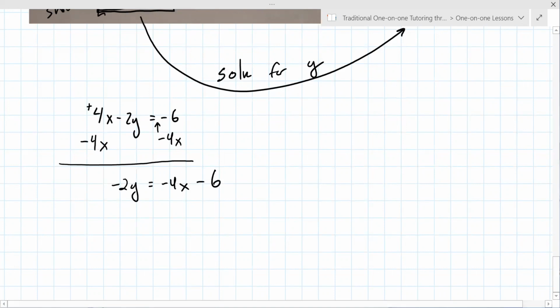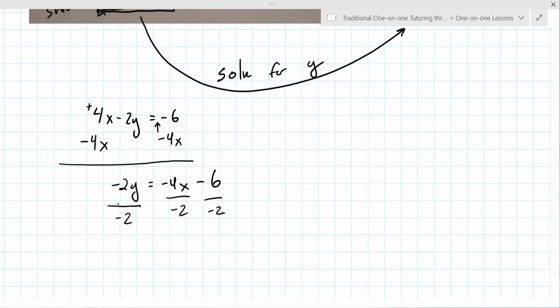All right, now is y by itself? Is y the only thing on the left-hand side of the equation? No. This -2 is multiplying y. So how do you undo multiplication? Division. You divide by -2. So you divide everything by -2. Oh, all of it? Yes, everything. It's not a choice. You got to do everything.